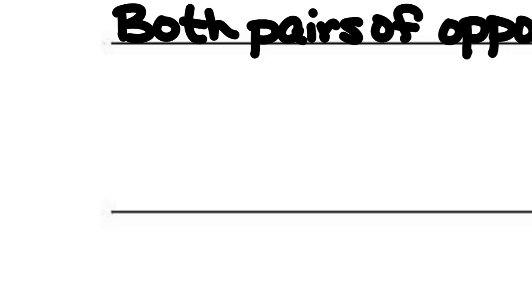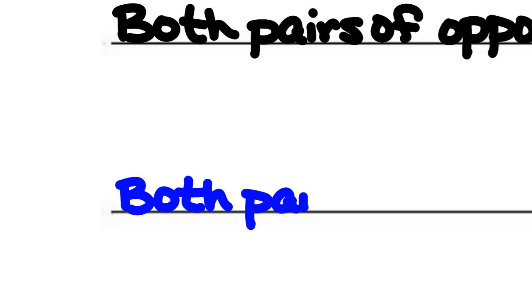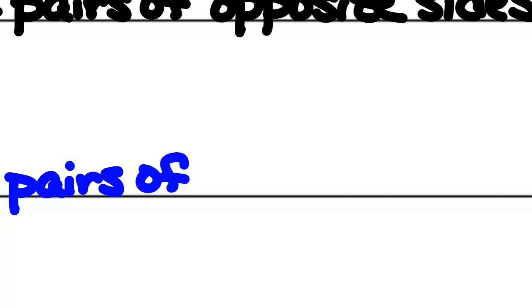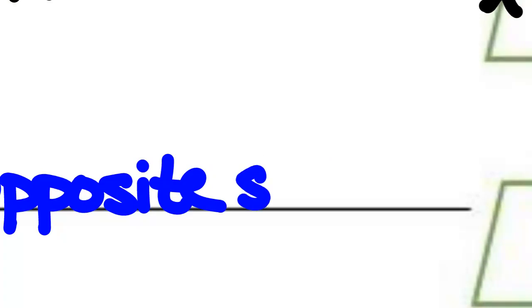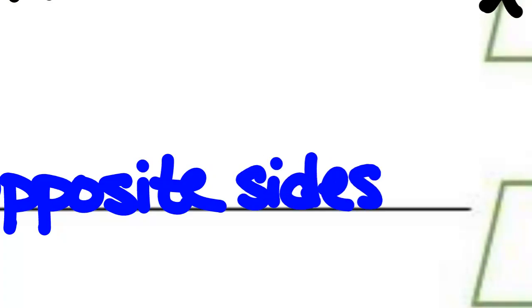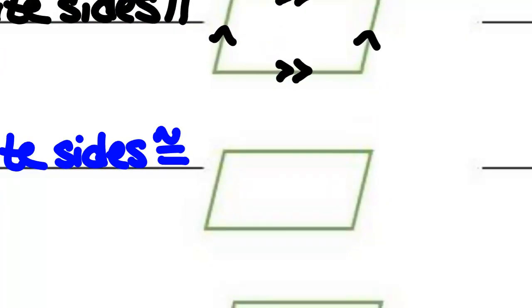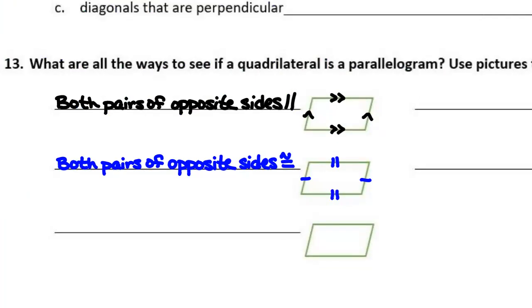One of those tests was if both pairs of opposite sides are congruent, then it has to be a parallelogram. So if I have that the top is congruent to the bottom and the left is congruent to the right, then it is a parallelogram.